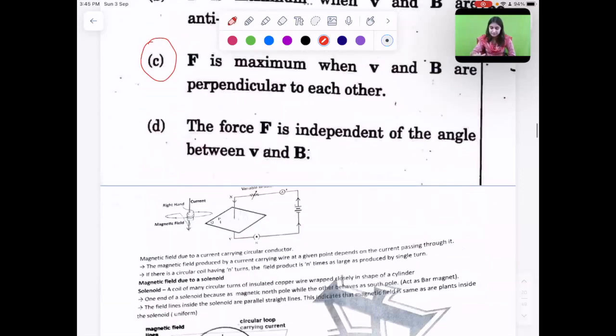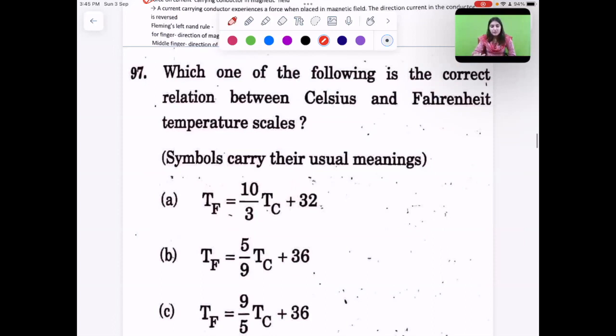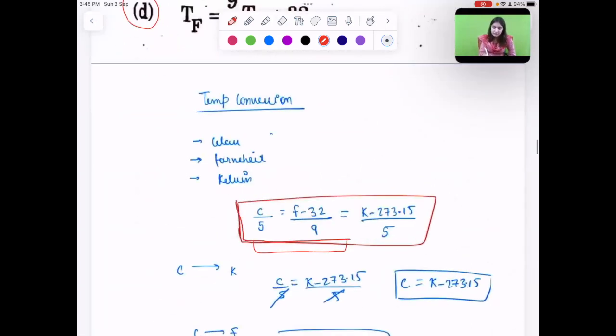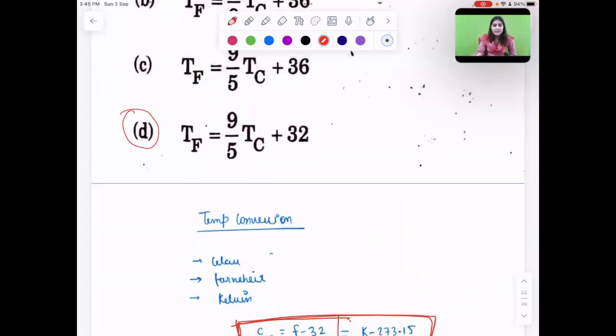Next, which one of the following is the correct relation between Celsius and Fahrenheit scale? A very direct question. You just have to know the conversion. So this is a formula for conversion of all three degrees of temperature. This is the formula. So option D is the correct answer.